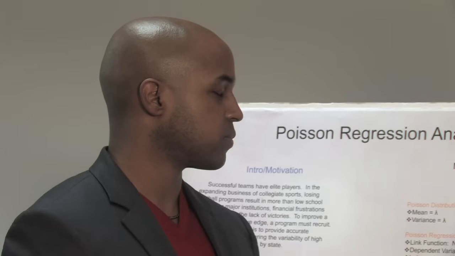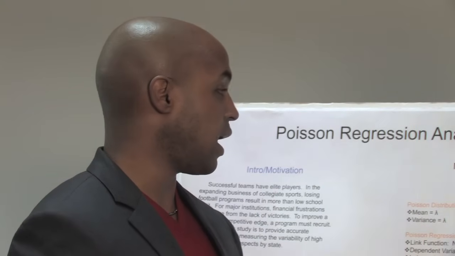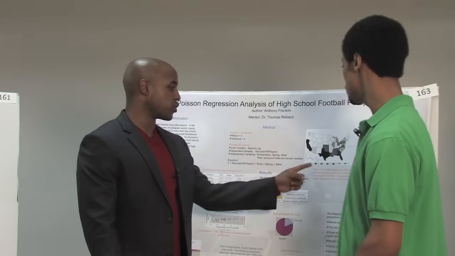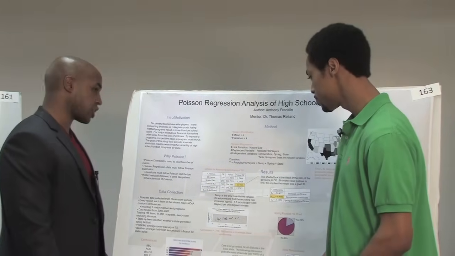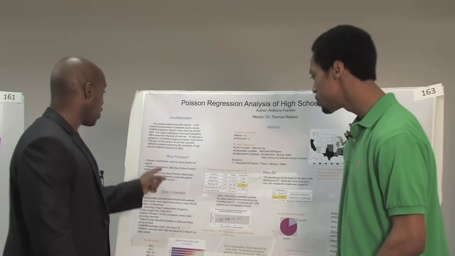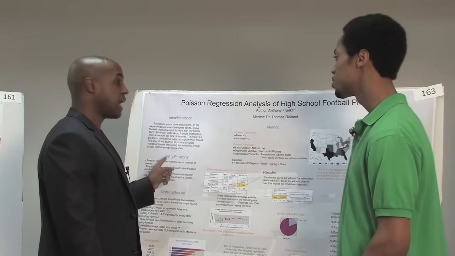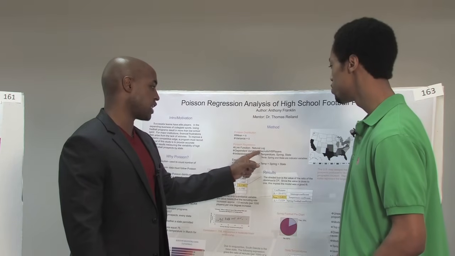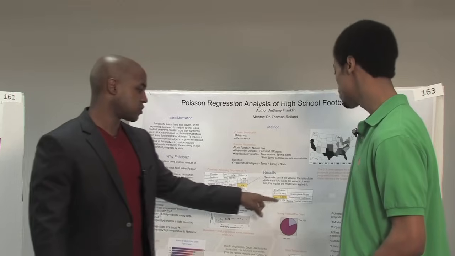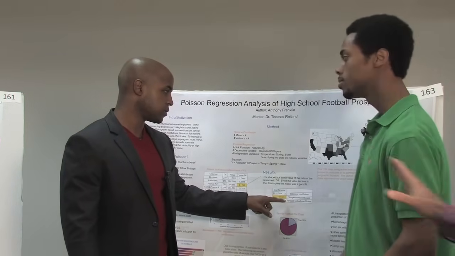Tell me what you did. Well, I worked with data from California all the way to Florida, including Texas. And I looked at all the major conferences throughout the country. Oh, and I used the Poisson distribution as the distribution for my Poisson regression model. In my model, I used a natural log link function. And I noticed that temperature in spring football... Hold on, wait a minute.